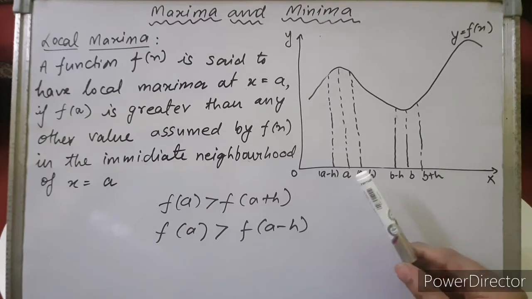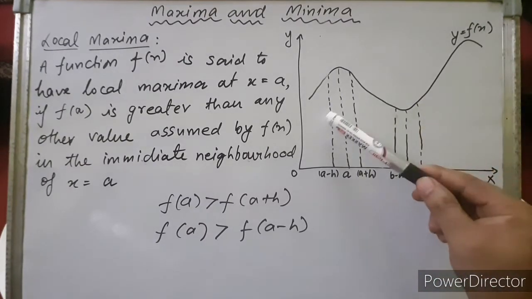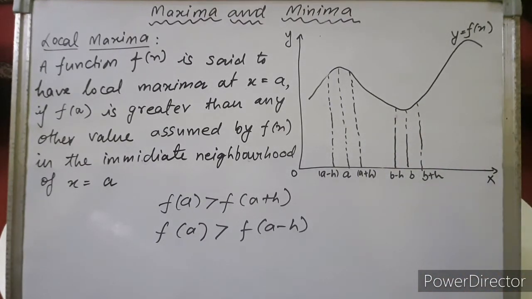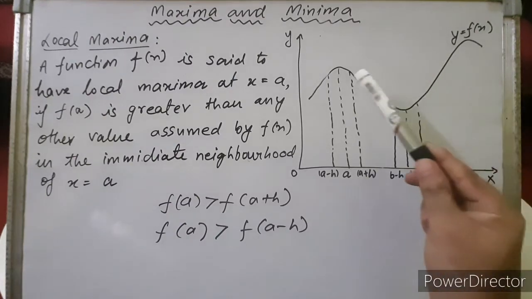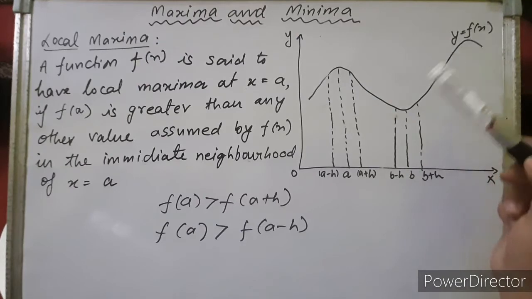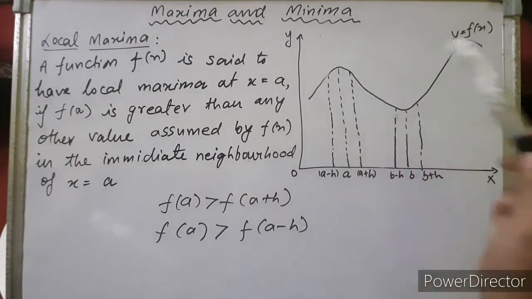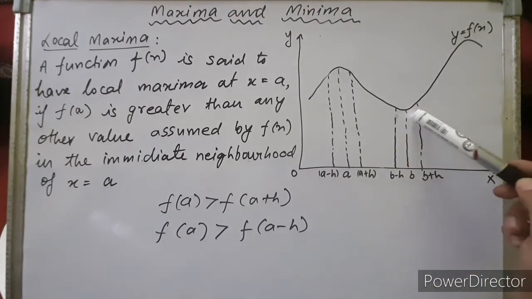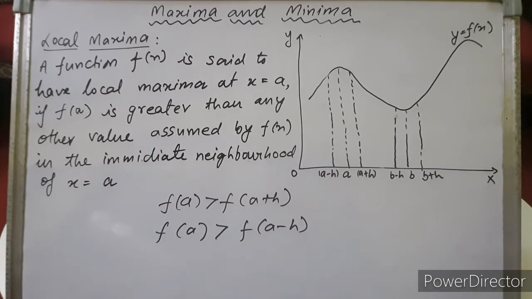So the value of f(a) is greater than its neighboring values, right? So whenever we find this condition, we say that we have local maxima at x = a. Local means we are talking about a particular interval. Throughout the domain of y, whatever the maximum value is, that will be the absolute maxima, right? You can see that here this value is lesser than this value, but for the interval (a, b), this value will be considered the local maxima and this value will be considered the local minima, right?